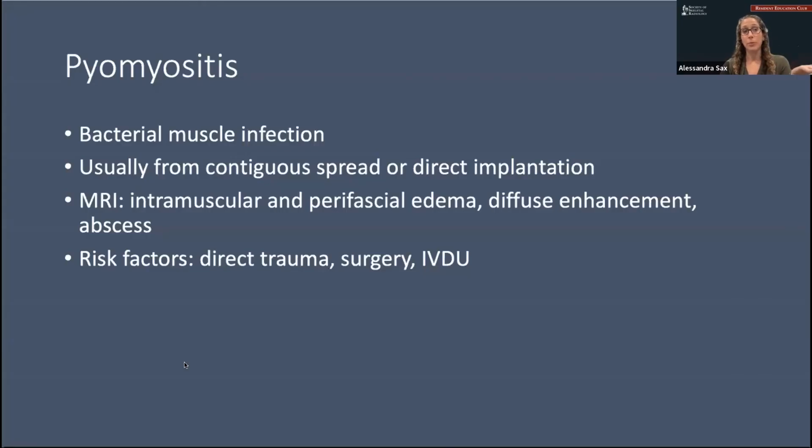This is just an example of pretty profound pyomyositis. That's going to be a bacterial muscular infection. It happened to have spread contiguously from the joint in this patient, but can also happen from direct implantation. What you're going to see is intramuscular and perifascial edema with a fluid collection, rim enhancement, and then diffuse enhancement within the adjacent muscles.